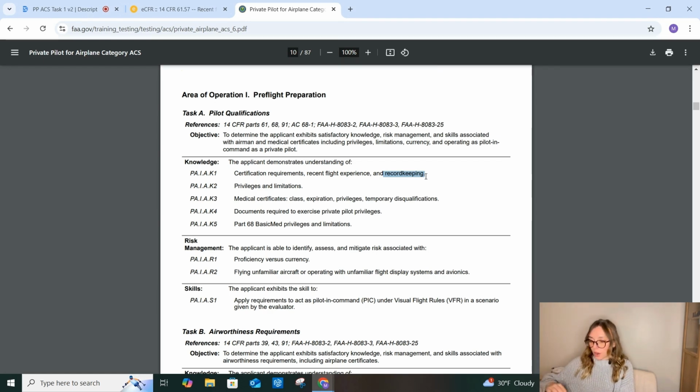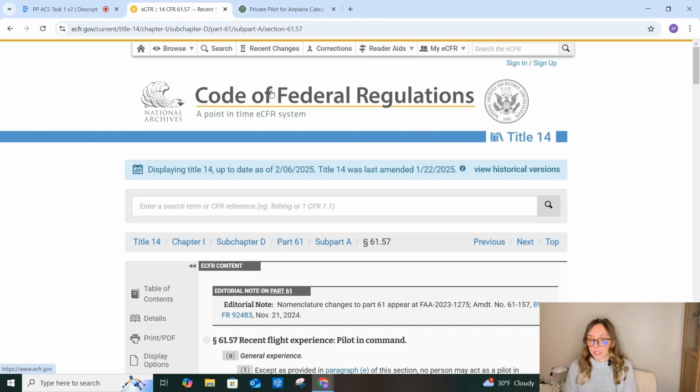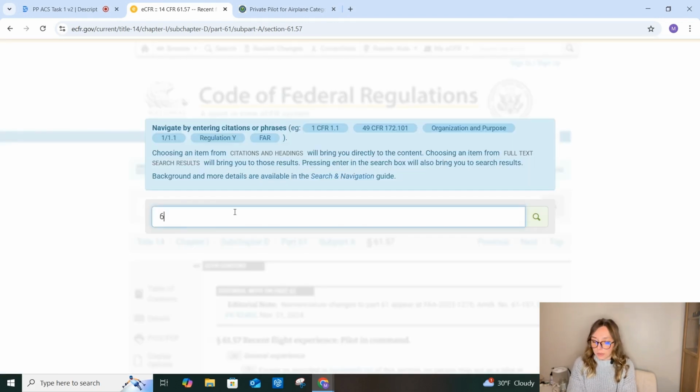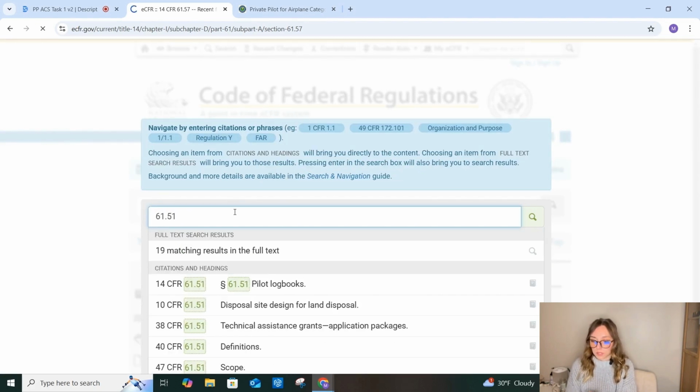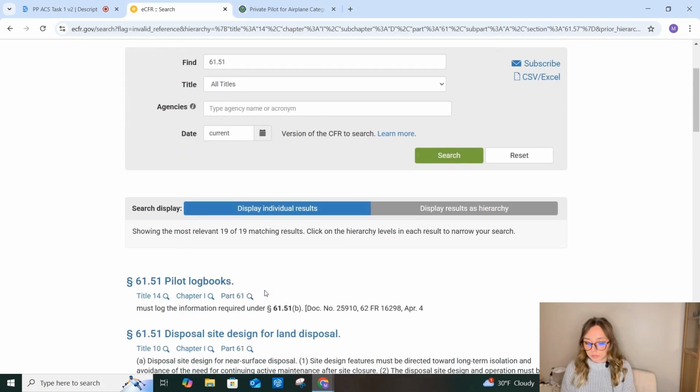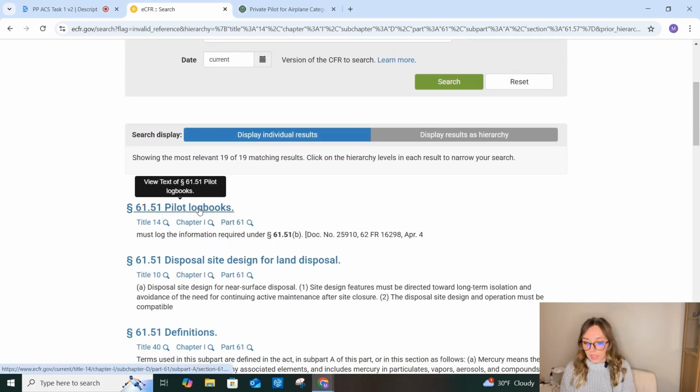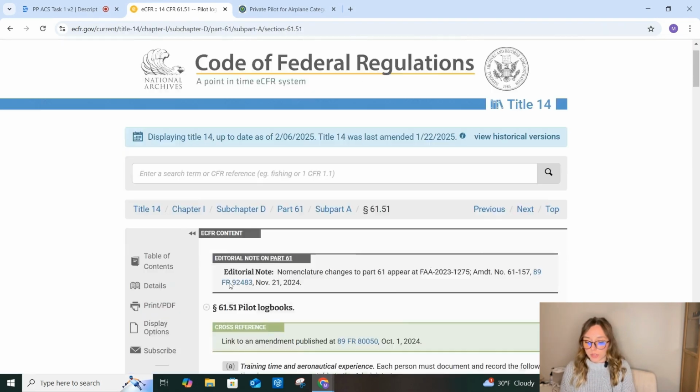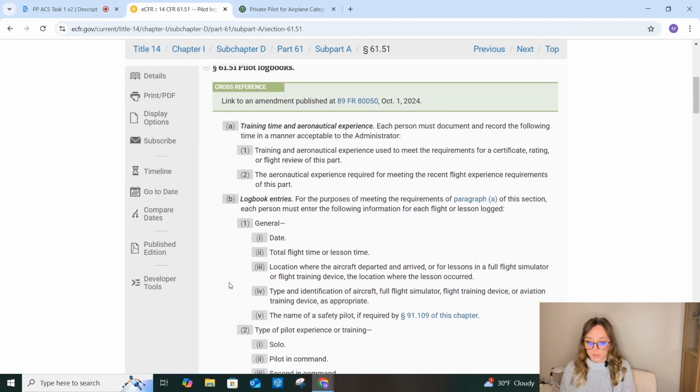I will find the FAR requirement because there are some additional details. So that's 61.51. And the title is Pilot Logbooks. So you do need to log time if you want a certificate, rating, or flight review. So that was mentioned before.